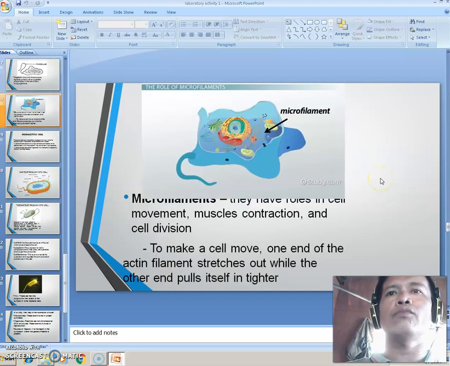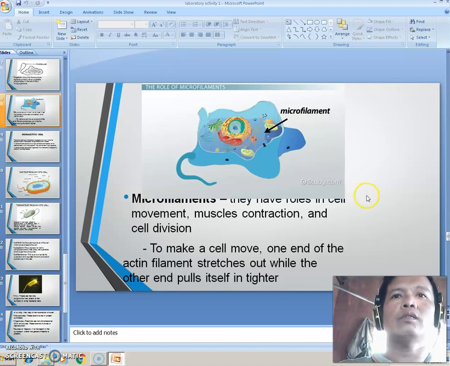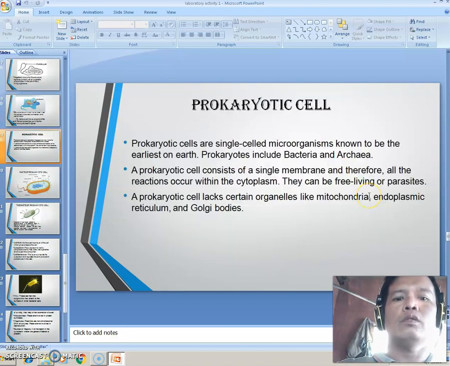Microfilaments. They have roles in cell movement, muscle construction, and cell division. To make a cell move, one end of the actin filament stretches out while the other end pulls itself in tighter. So that's the eukaryotic cell.